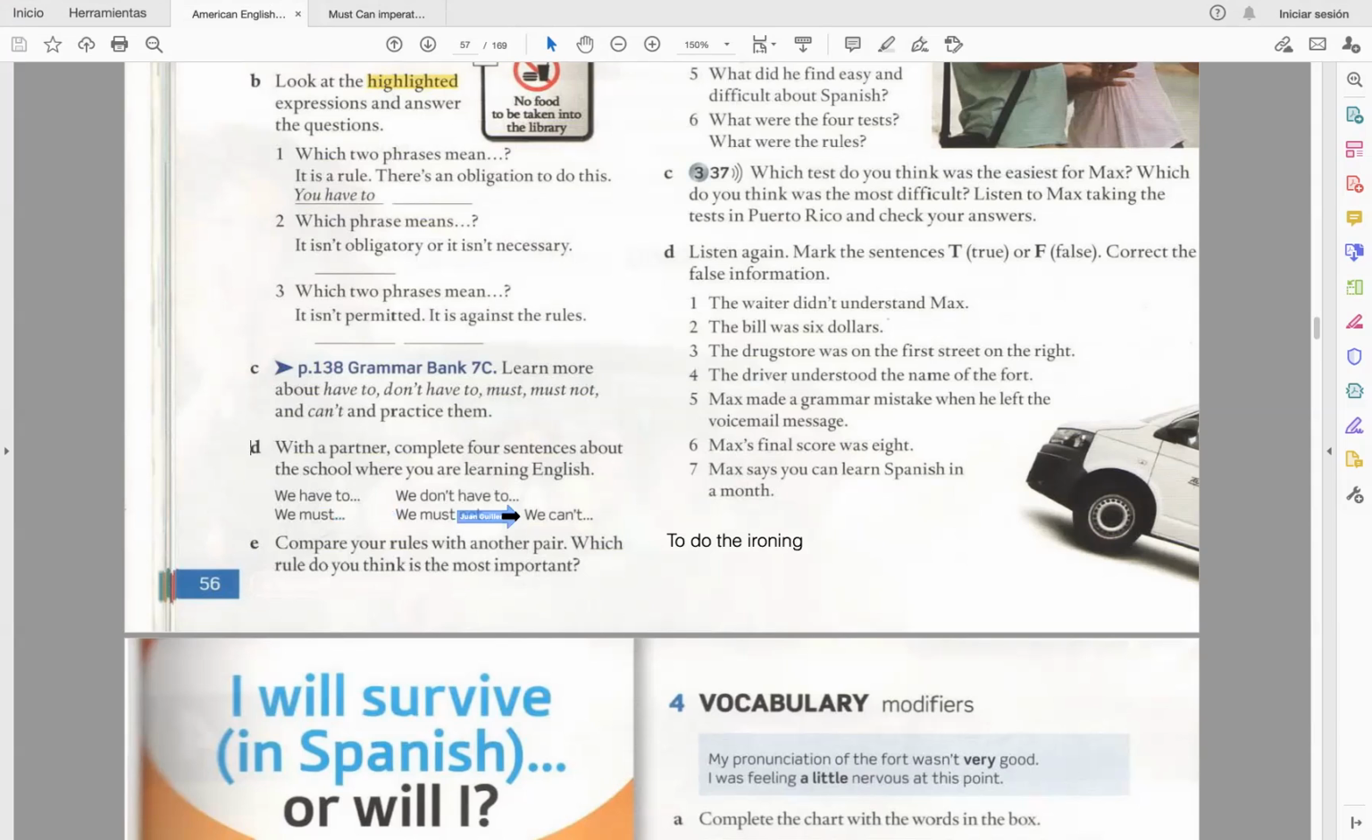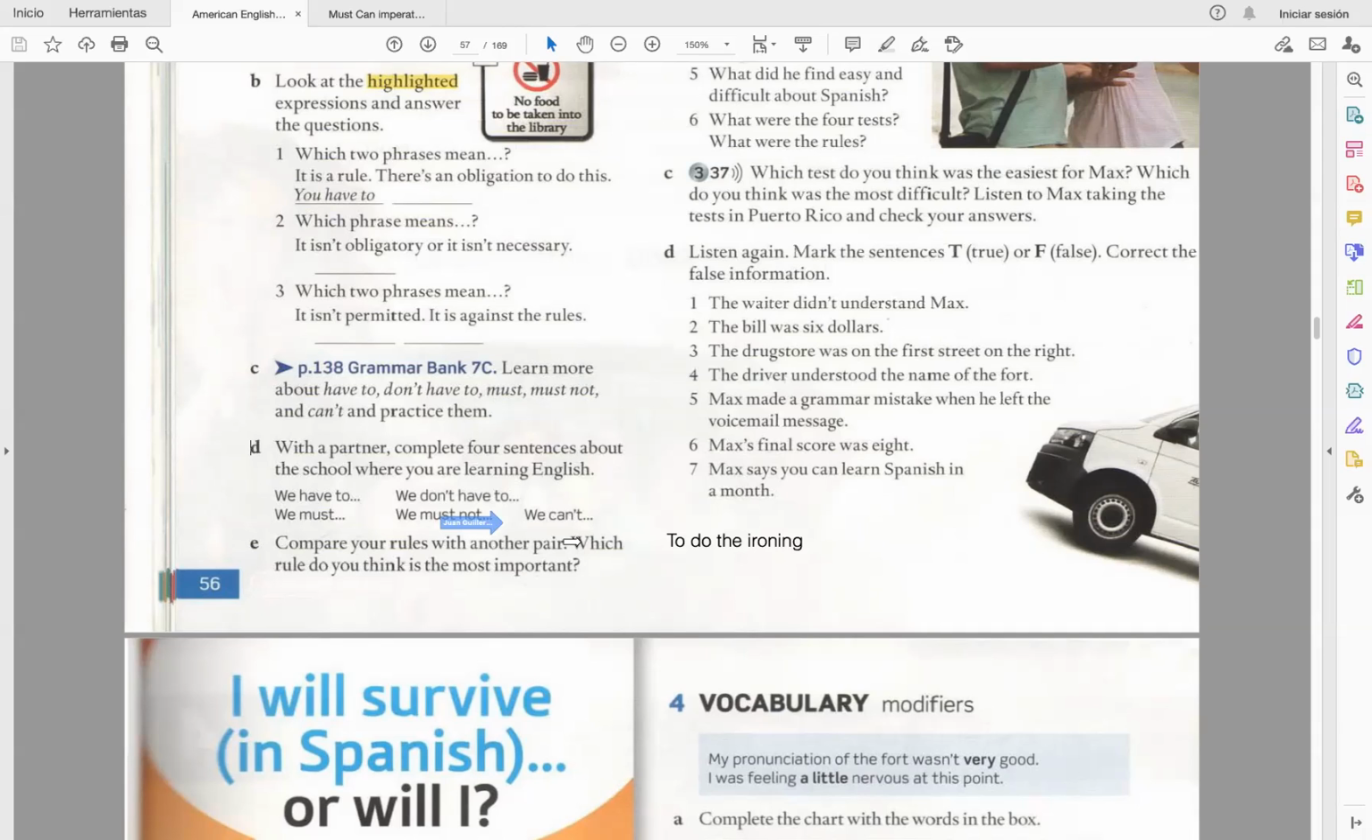We can't. Also a prohibition. Anybody? We can't go out without feeding our pets. Wow, that's a good one. Excellent, very good, good examples. Okay, so as you can see, here we have different expressions for must, don't have to, etc.